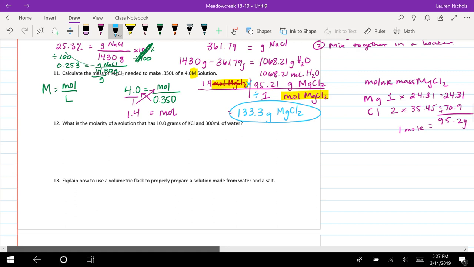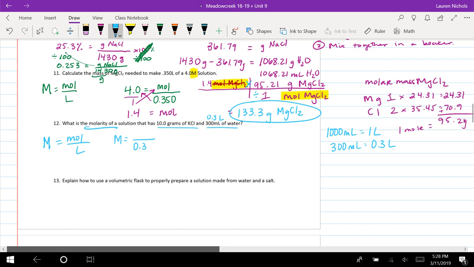Okay, so number 12 says, what is the molarity of a solution that has 10 grams of KCl and 300 milliliters of water? So again, when we see that word molarity, we should be writing immediately on our paper, M equals moles divided by liters. You guys remember, 1,000 milliliters is equal to 1 liter, so that means 300 milliliters are equal to 0.3 liters. That's just something you should know, how many milliliters are in a liter. Milli means 1,000. So that's 0.3 liters. If I'm looking at my formula, I don't know M, I don't know moles, but I have grams, so I'll be able to figure that out. And my liters is 0.3.